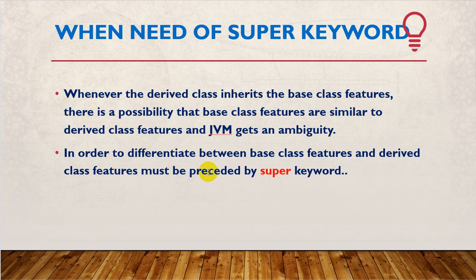In order to differentiate between the base class features and the derived class features, they must be preceded by the super keyword, as I have already explained. If you want to remove that ambiguity, you need to use the super keyword. Whenever you use super, for example super.functionName, super will refer to the parent class function, so the parent class function will be automatically executed.